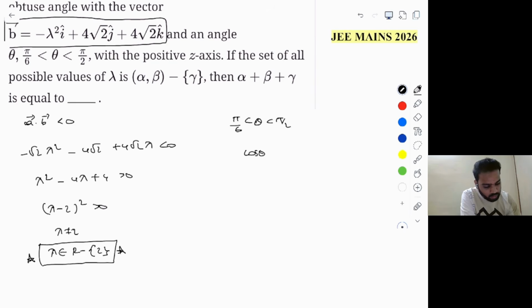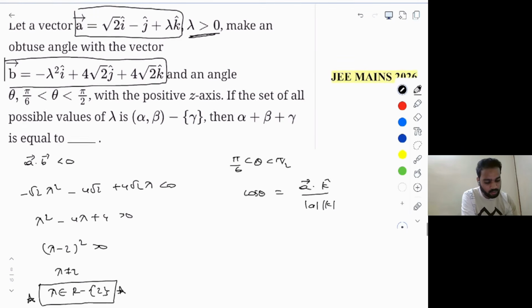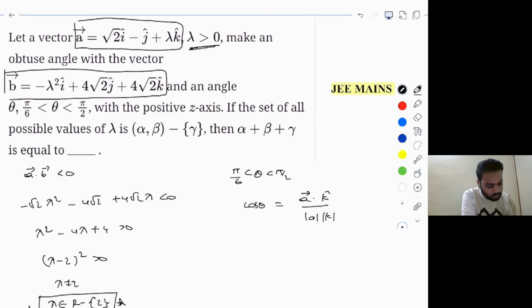So first of all, let's try to find out this cos theta value. We know that cos theta is equal to a bar dot k cap divided by modulus of a into modulus of k. This is the formula to calculate the angle between two vectors, a dot b divided by modulus of a into modulus of b. We'll put the condition that theta belongs to pi by 6 to pi by 2 later.